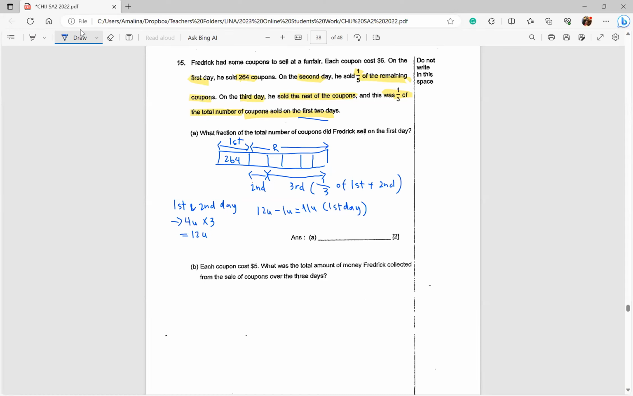Okay, so what fraction of the total number of coupons? So altogether will be my 4 plus my 12. Okay, so total, my first and second is the 12 units, plus my 4 units at the back for my third day, means my total is 16 units. So what's the fraction? It will be 11 over my 16.